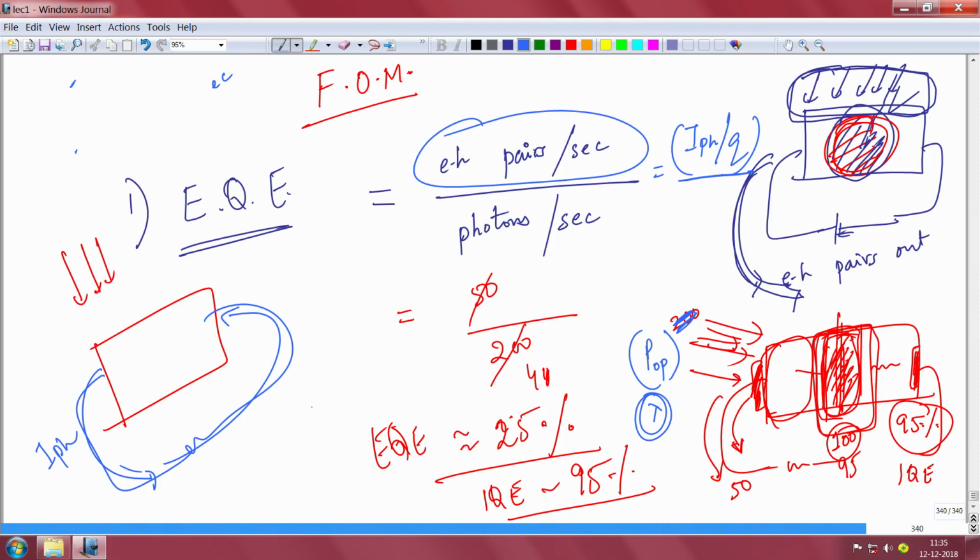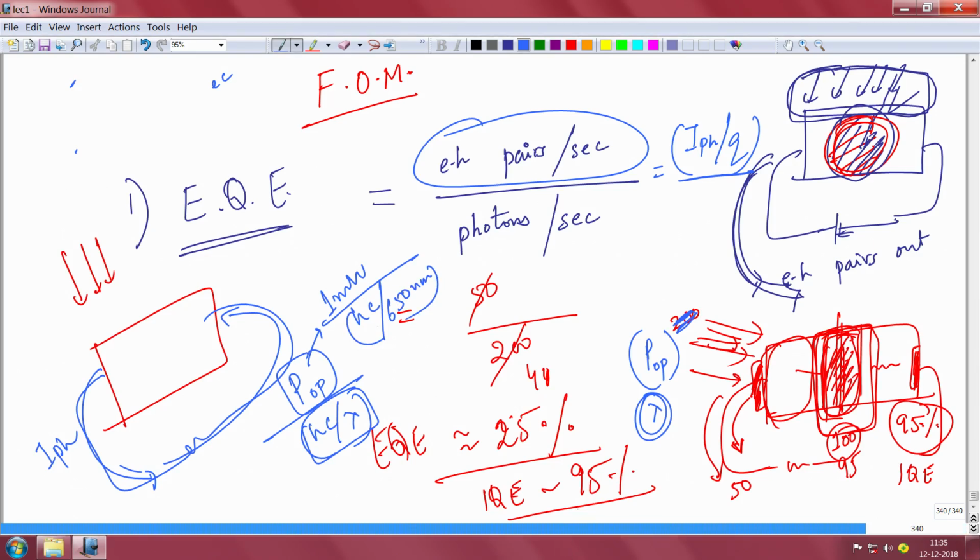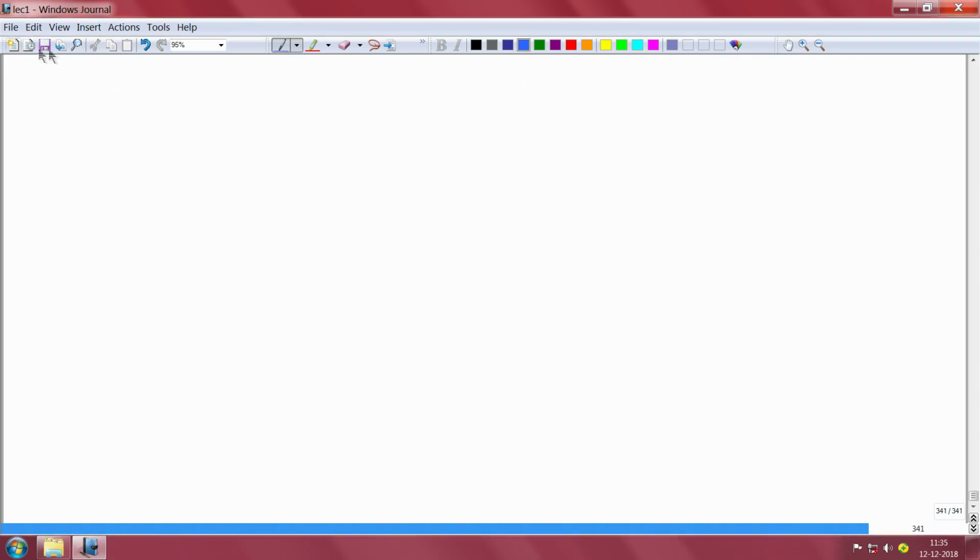Then the number of photons per unit time shining on the device is the optical power divided by hc by lambda. hc by lambda is the energy of each photon, and P_OP is the total power. If you divide that by hc by lambda, you will get the number of photons per unit time. You can do the math. Suppose you are shining 1 milliwatt of optical power and the wavelength is red, 650 nanometer. If you do that, you will find a large number. That number is the number of photons per unit time. So let me come to the next slide and show you what I mean.